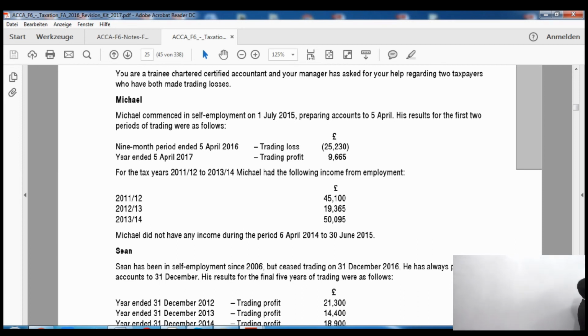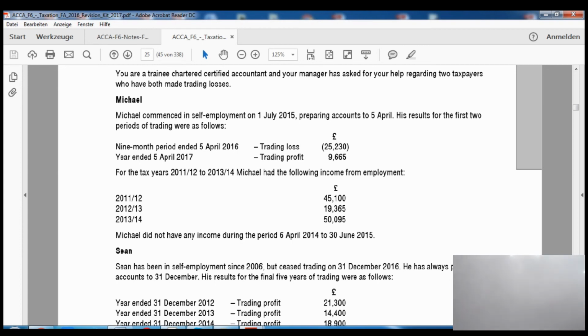Now we will also have to tell the examiner how much tax we are saving. Now we know in tax year 12-13, 19,365 is the employment income, which means that we will be paying tax at the rate of 20%. So we are saving tax at the rate of 20% in 12-13.